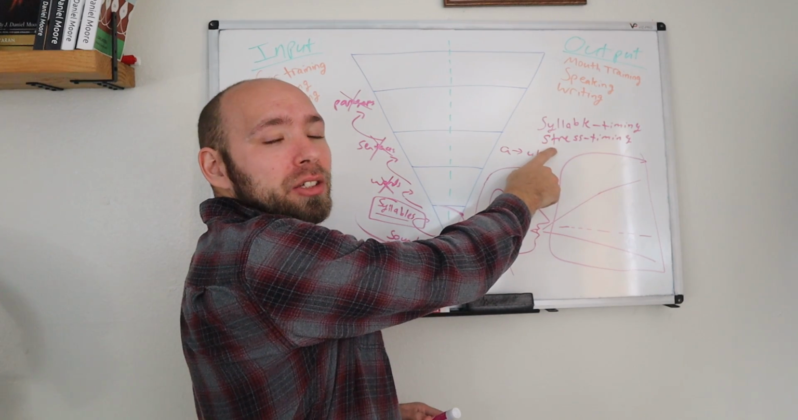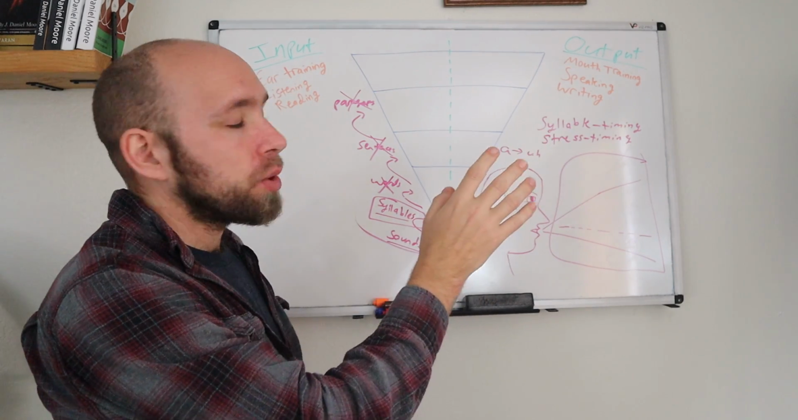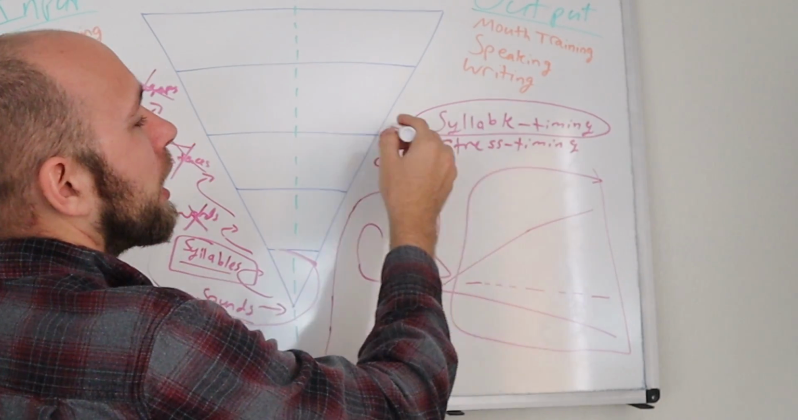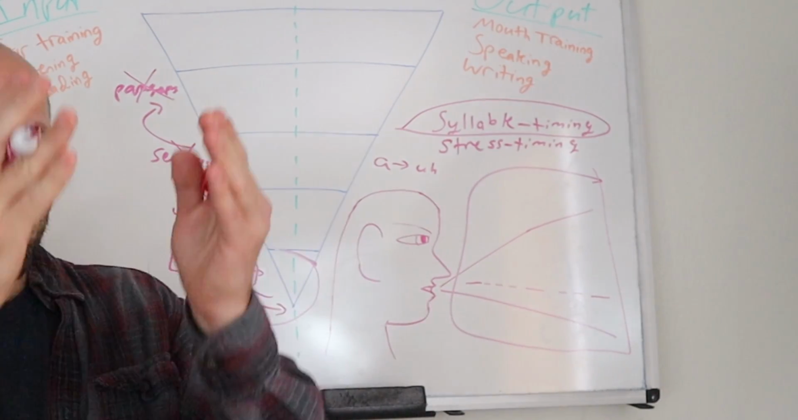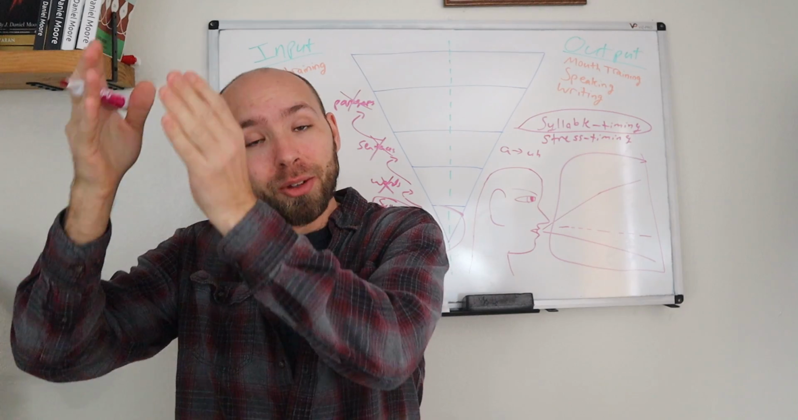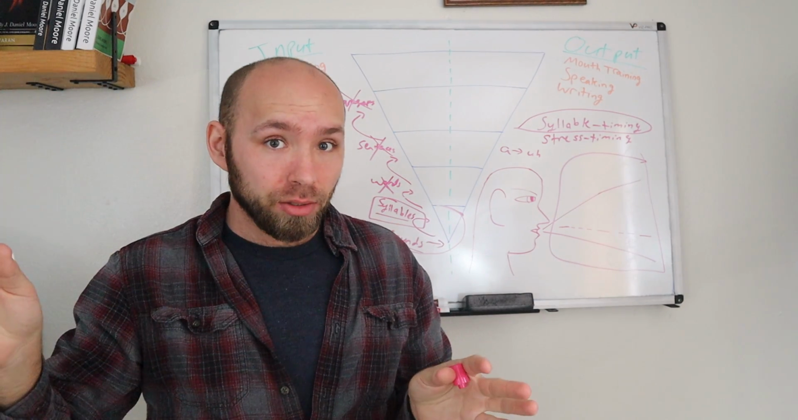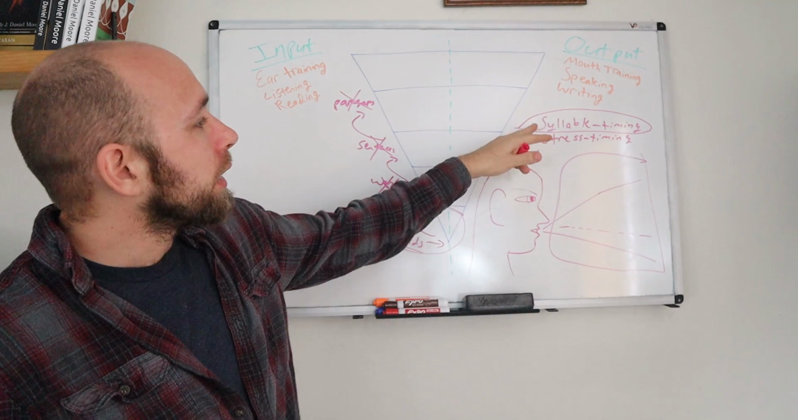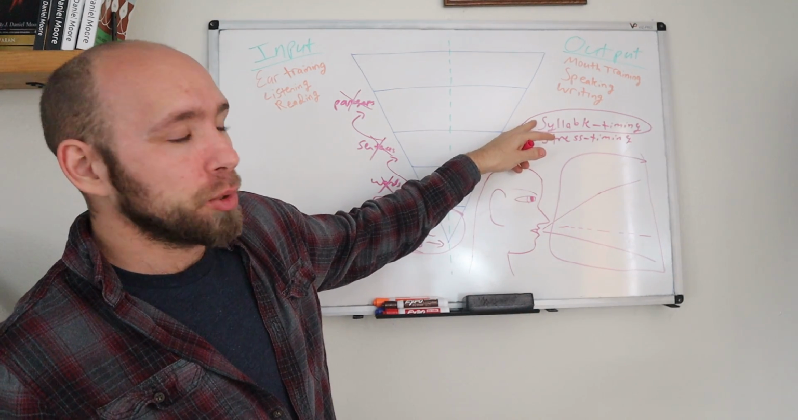Why exactly is this called stress-timed? That's the question, because syllable timing is created by making the syllables about the same length, even if they're stressed, right? It's not about the stress, it's just that the syllables are about the same length. That creates the timing. It's based on the syllables.